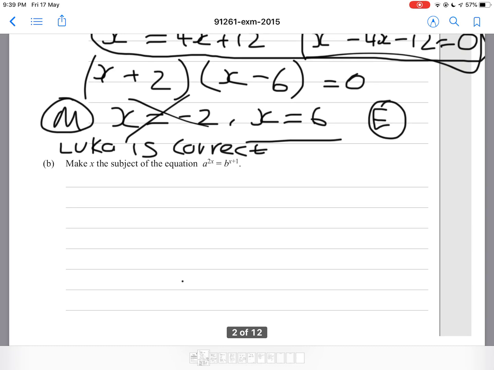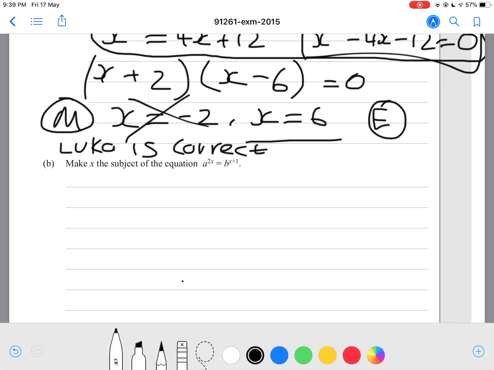a to the power of 2x equals b to the power of x plus 1. Okay, so in this question, we're going to take the logs of both sides. We're going to take the power down. Okay, so I'm going to say 2x log a equals x plus 1 log b.